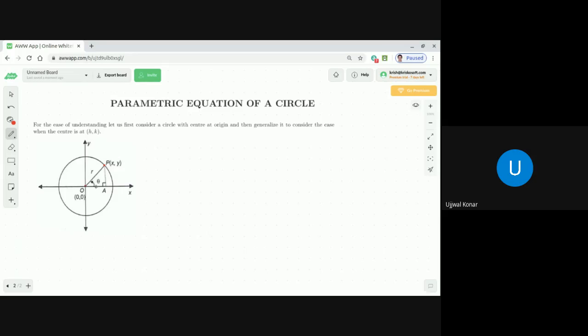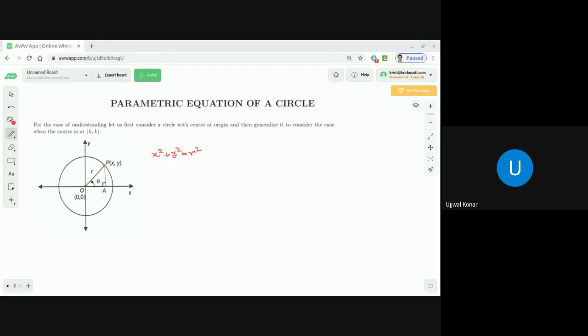Now, what we are going to find, dear students, is that we know the equation of this circle. What is the equation of this circle? It is x square plus y square is equal to r square. That we have learned in our previous session. Now, we are going to find its parametric form. So let's take that line OP, which makes an angle theta with the positive direction of the x-axis.